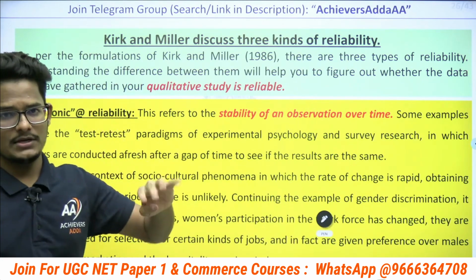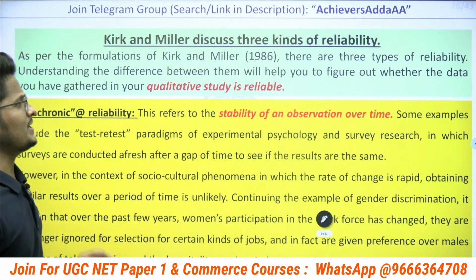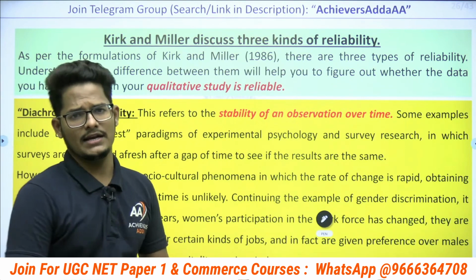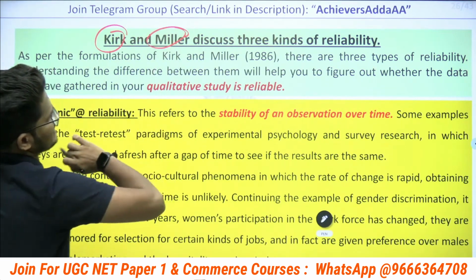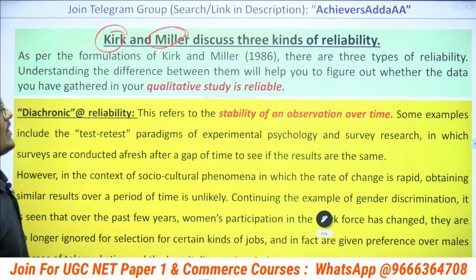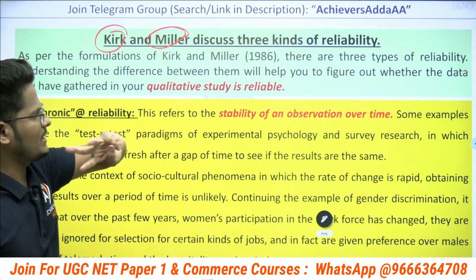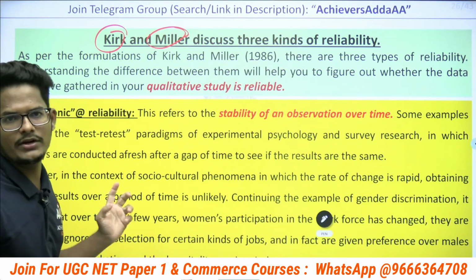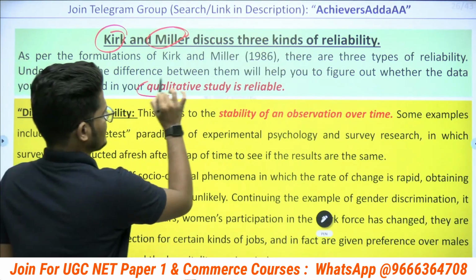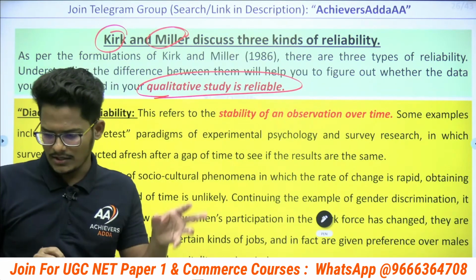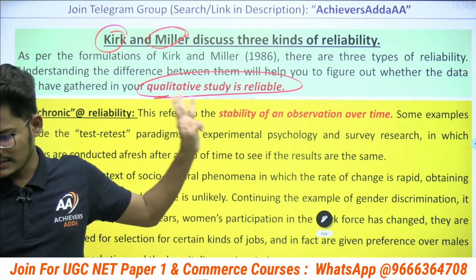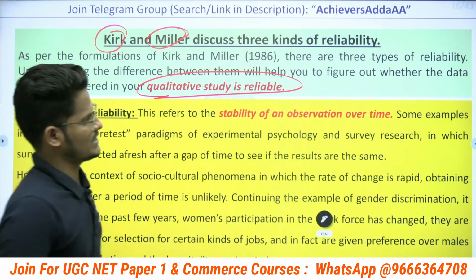That's about the four types of reliability. And there are qualitative research reliability types also. Kirk as well as Miller discuss three kinds of reliability. As per the formulation of Kirk and Miller, there are three types of reliability, which was a 2021 question. If you want to know whether your qualitative study is reliable or not, these are the three types of reliability you have to check.